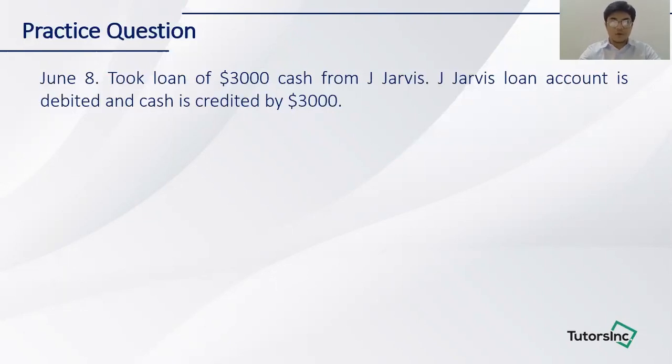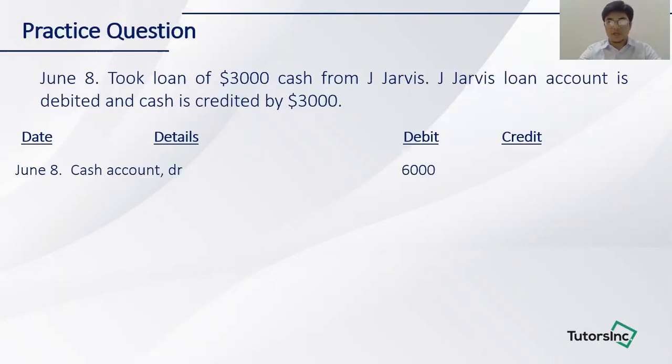So since we have taken loan of $3,000 cash from J. Jarvis, we have received cash. Cash account is debited by double of the actual amount, which is $6,000, and J. Jarvis account is going to be credited by $6,000 as well, since J. Jarvis is a liability for us. And I want to repeat this part where we use double of the actual amount. Let's take cash account for instance. We were supposed to debit cash account by $3,000, but instead of that, we have credited cash account by $3,000. So we already have $3,000 on the credit side of cash account.